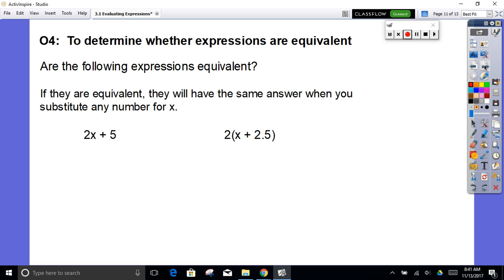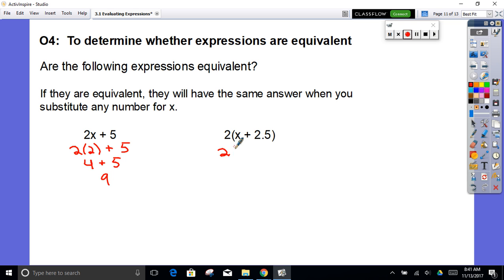Okay, last objective is to determine whether expressions are equivalent. Are the following expressions equivalent? If the expressions are equivalent, then they should have the same answer when you substitute any number, which would have to be the same for both expressions, for x. Adria? I used 2. Okay, let's try it with 2. So you had 2 times 2 plus 5, and you got 9. Good. 4 plus 5 would give us 9.